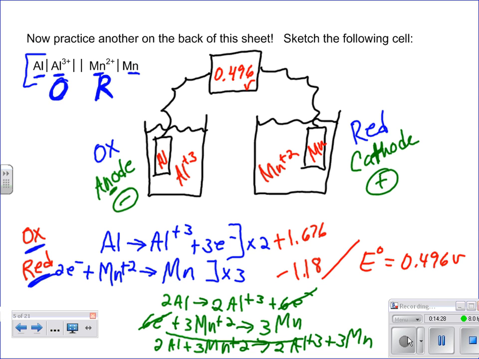So if you were asked some other questions, what we haven't done, of course, is show our salt bridge. We need to draw that in and think about what's going on with those ions. It could be sodium nitrate, it could be potassium nitrate. Let's do potassium nitrate. So your electrons are going to flow from your anode to your cathode, so your electrons flow in this direction.